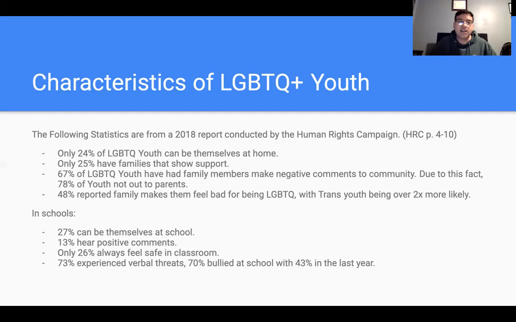In schools, this is what shocked me. Only 27% can be themselves in school, with 13% hearing positive comments, and only 26% always feel safe in the classroom. 73% have experienced verbal threats, with 70% bullied at school, and in the last year, 43% reported being bullied at school, which surprises me because I always thought that the school environment was more supportive for students and that they could be themselves more at school rather than at home.